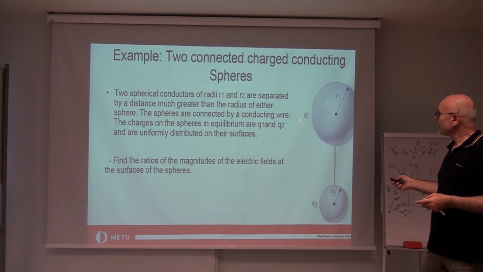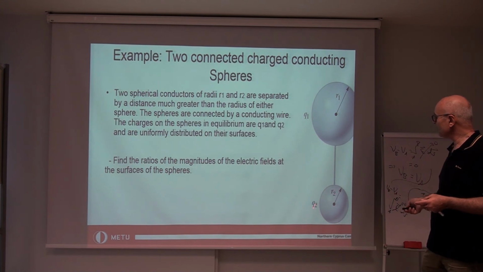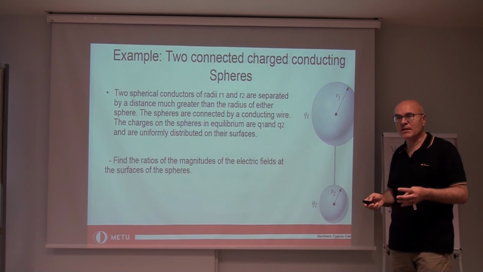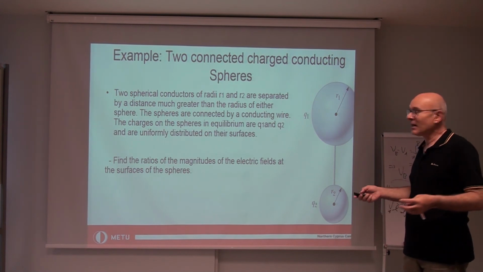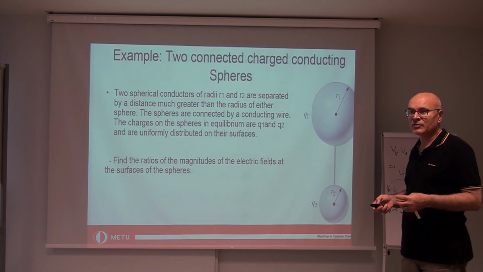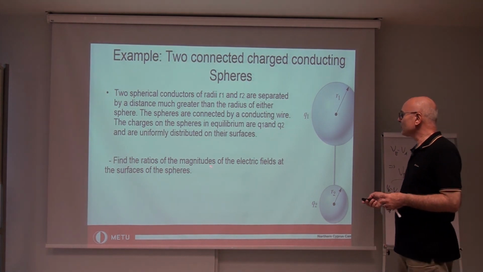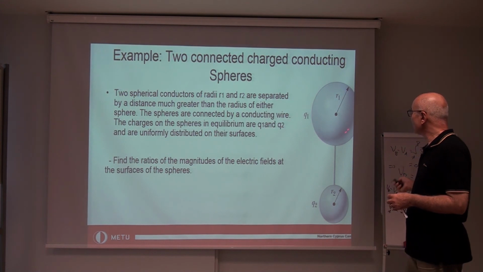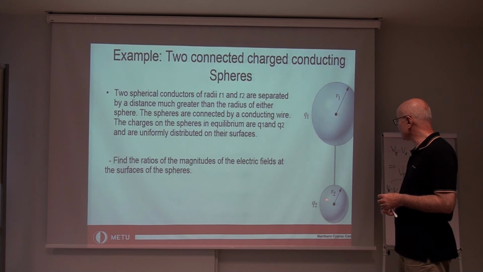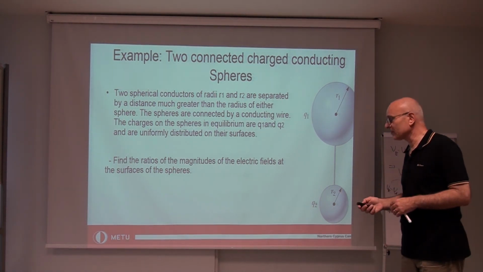Now, at equilibrium, the charge on the sphere with R1 is Q1. The charge on the sphere with radius R2 is Q2. This is after they come to equilibrium and they have the same potential. And of course, they are uniformly distributed on their surfaces because they are far apart from each other, and they do not alter the charge distributions. We want to find the ratio of the magnitudes of the electric field at the surfaces of the spheres. That's to find the ratio between E1, the electric field just at the surface of the sphere with R1, to that of E2, which is the magnitude of the electric field just at the surface of the sphere which has radius R2. This is the ratio that we want to find. Okay?